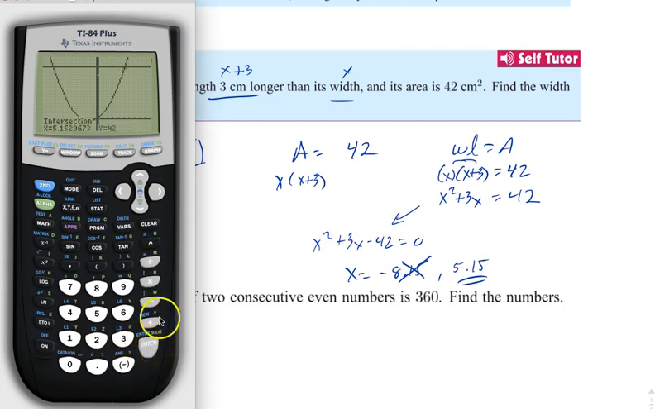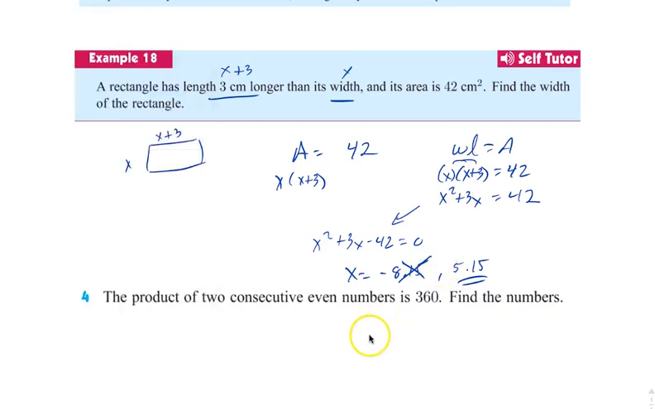Get closer, press enter a couple times, and you get the exact same answer. So, two ways to solve it. Let's talk about the next one.